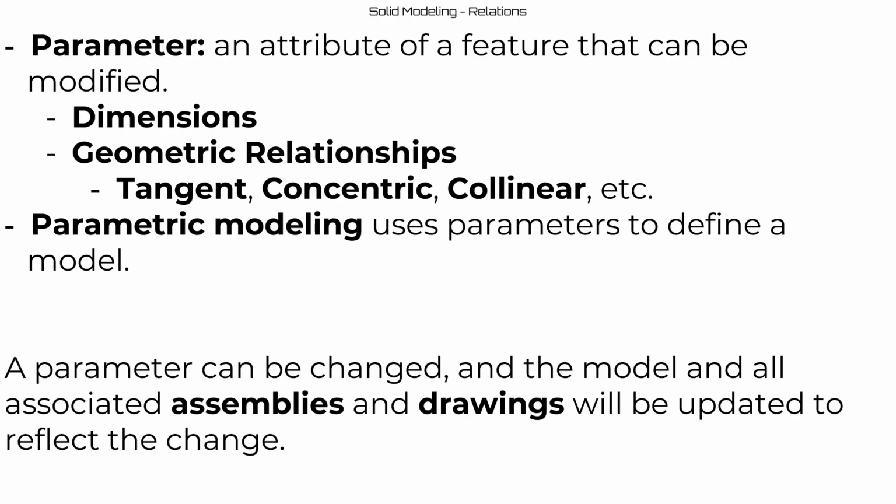Parameters. So parameters are an attribute of a feature that can be modified. Some parameters include dimensions and geometric relationships, which I believe we'll get into next, and parametric modeling uses parameters to define a model. The key thing about parameters, though, is that a parameter can be changed, and the model and all associated assemblies and drawings will be updated to reflect the change.